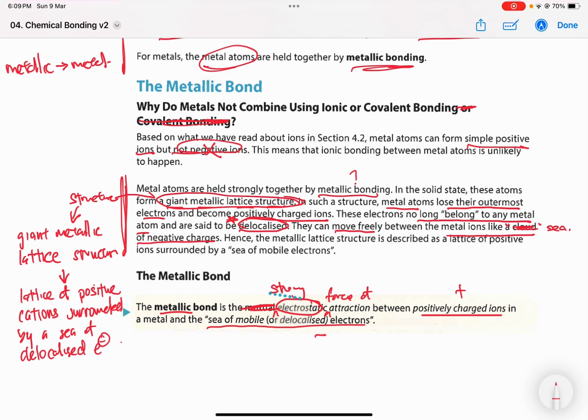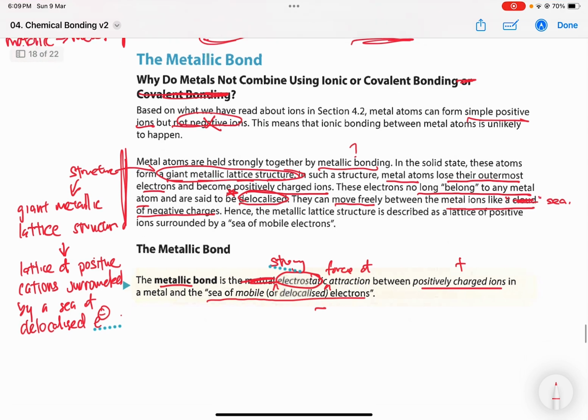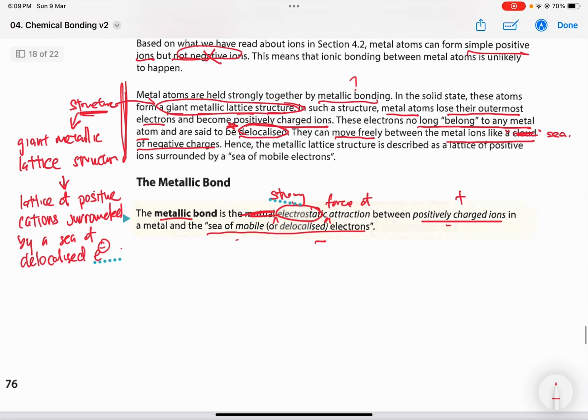Okay, what kind of attraction here is the force of attraction? Electrostatic force of attraction between the positive and negative. That's why it's electrostatic, so take note of the way it's phrased. So metallic, this is the structure mentioned at the top here. What exactly is the bond? The force of attraction is the strong electrostatic force of attraction between the positively charged ions and the sea of mobile or delocalized electrons.